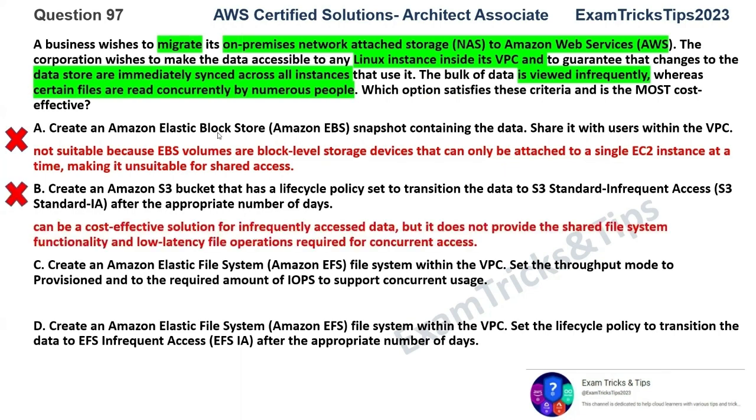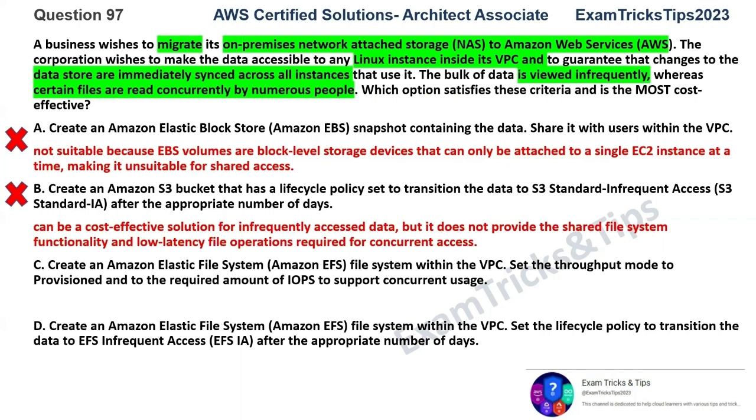So option B is wrong. Then we have two options left, which both involve Amazon Elastic File System. So the answer is one of these two. When you use EFS, obviously it's going to cater to concurrent file access. So that requirement is met. However, what we also want is to cater to infrequent usage and make it cost effective in that scenario. So let's look at option D.